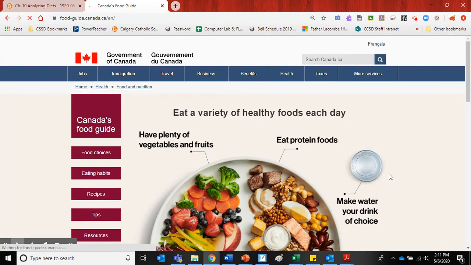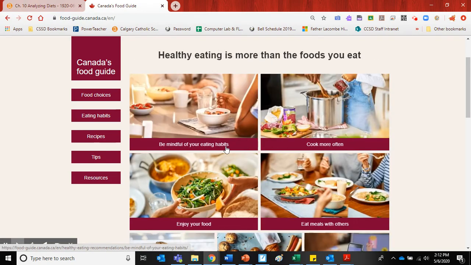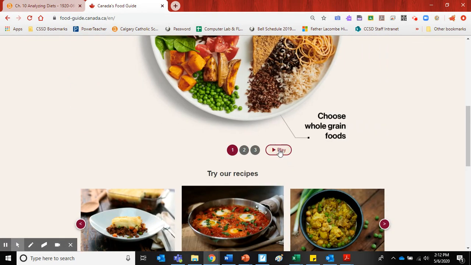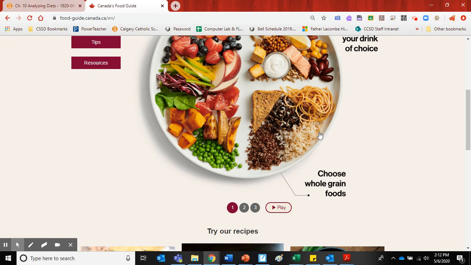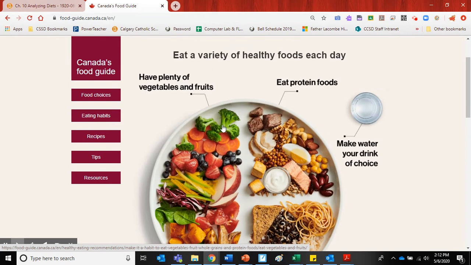And so that's what we see here. We see the details of what a plate should actually look like. And here you see fruits and vegetables to get vitamins, minerals. Eat proteins. That's what we need. I'll go back to page 1. And then you choose whole grains. So here's carbs, here's proteins, here's healthy fats, healthy vitamins, healthy minerals, all included in here. That should be a big part of your diet.